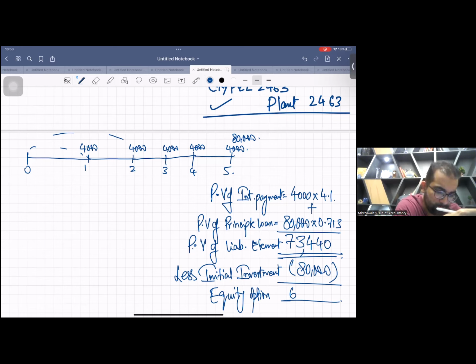Seven three double 40 minus 80,000. 6560. Yes, this is the equity option. This is the equity.